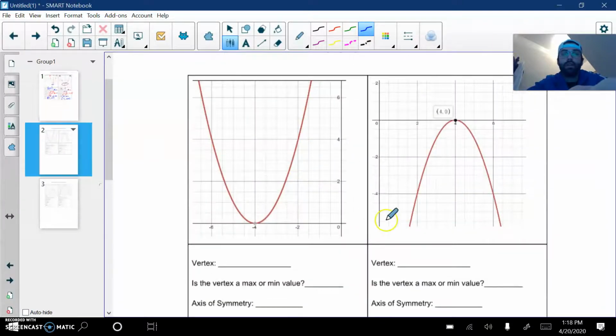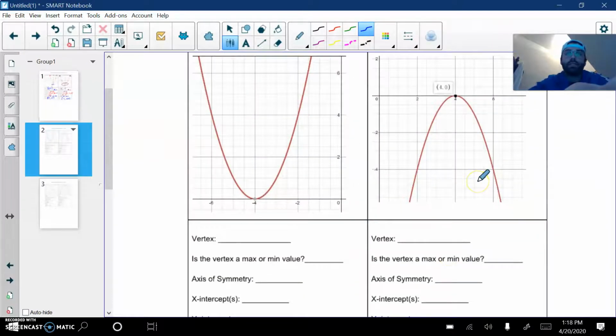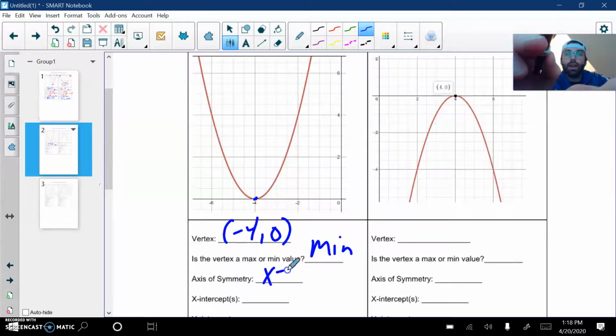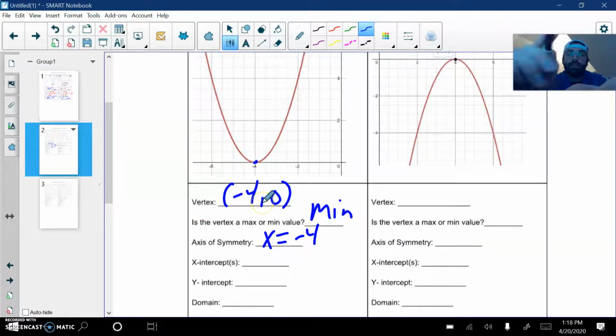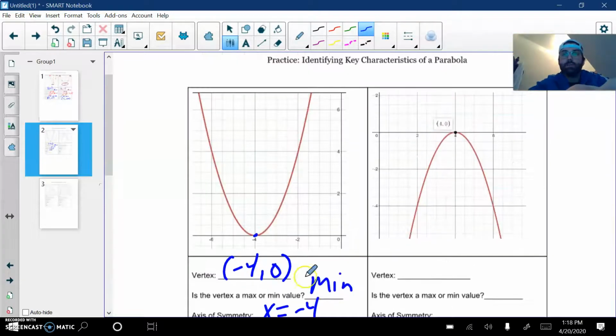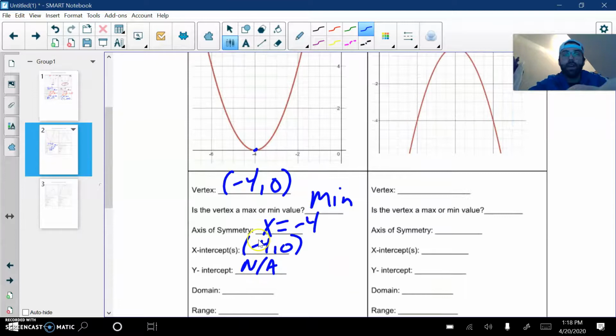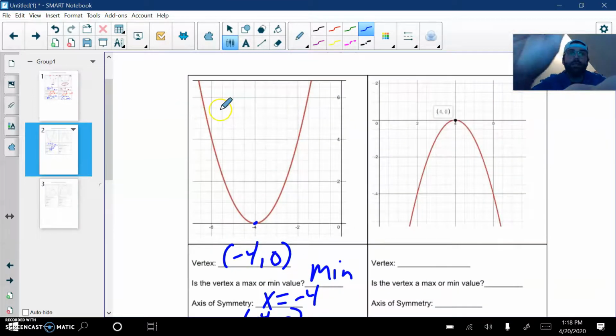All right, number 3. Okay, the vertex here is right here, this point. It's (-4, 0). This is a minimum value. X equals -4. Our x-intercept is also our vertex, (-4, 0). I can't, unfortunately, see my y-intercept, so I'm going to write NA. Our domain, you can assume that there are arrows. We can assume there are arrows here.